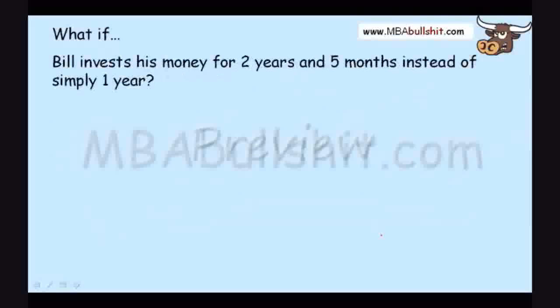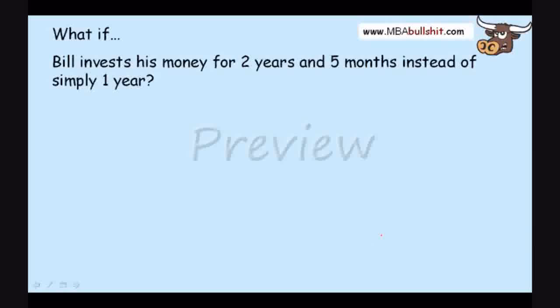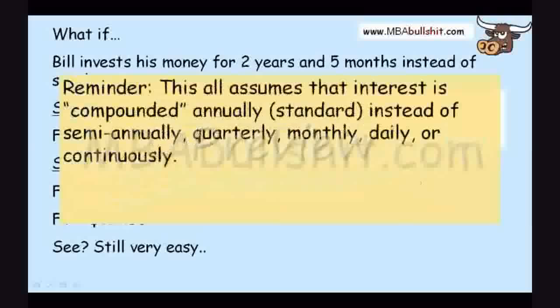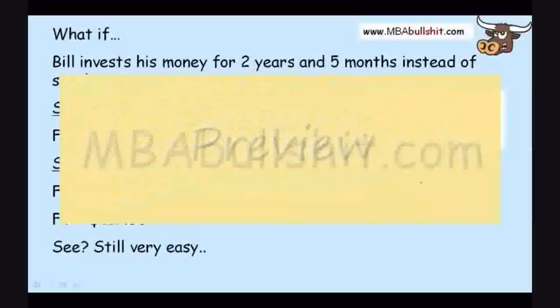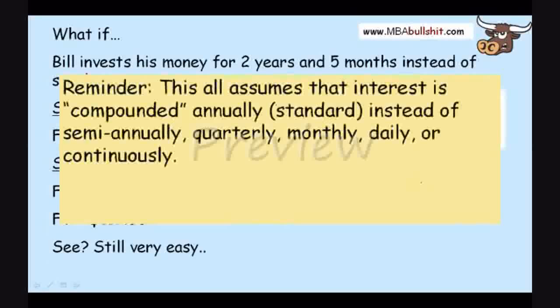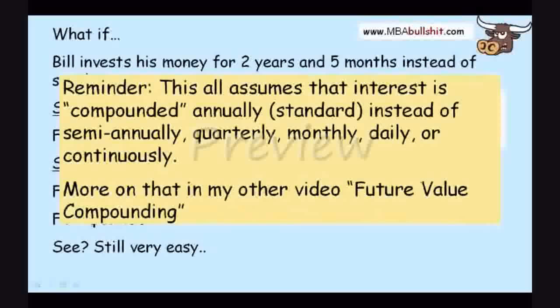Alright. Now let's take it a step further. What if Bill invests his money for 2 years and 5 months? So more than 2 years, 2 years and 5 months instead of simply 1 year. Well, there are 2 steps here. Step 1. So a reminder, for those of you who already know about compounding, or maybe you're asking, what is the compounding here? This all assumes that interest is compounded annually, if you don't know about compounding yet.